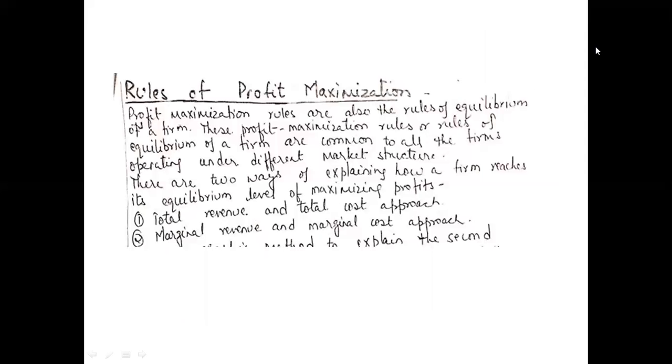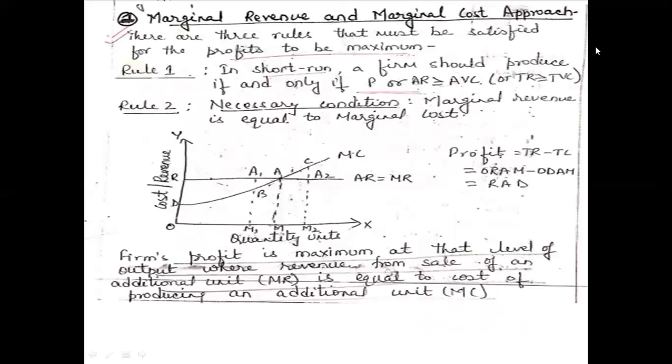The rules of profit maximization are common to all firms operating under different market structures. There are two ways of explaining how a firm reaches its equilibrium level of maximizing profit. The first approach is the total revenue and total cost approach, and the second approach is the marginal revenue and marginal cost approach. In this video, we are going to study the second approach, the marginal revenue and marginal cost approach, which is generally the most used approach.